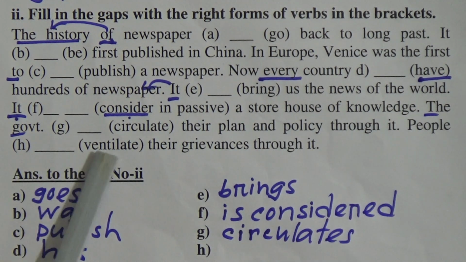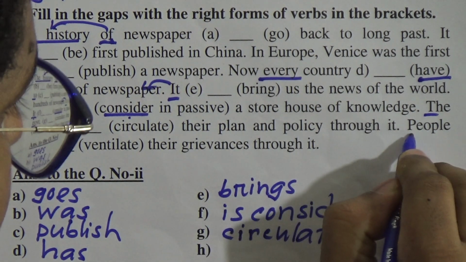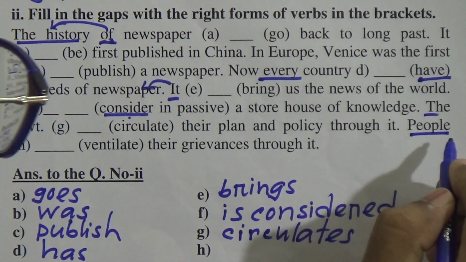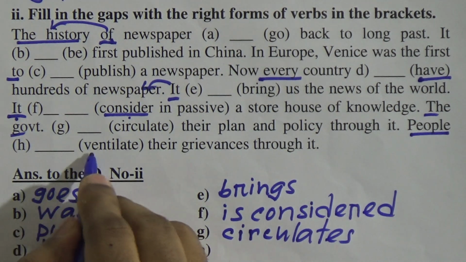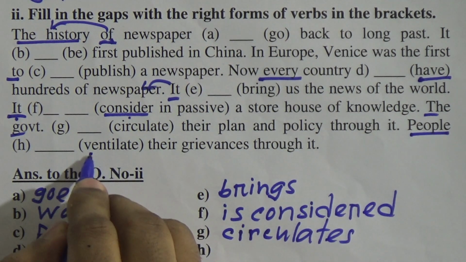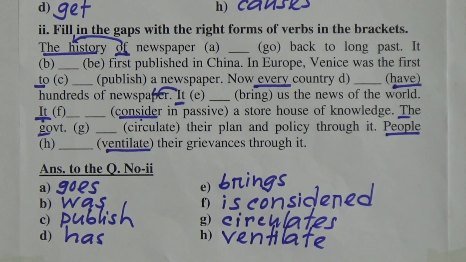People dash ventilate their grievance through it. So there are some words: people, police, public, audience. Always these words are plural. So we do not add s or es after the verb as the subject is plural. So the answer will be ventilate. Okay, let's go to the homework.